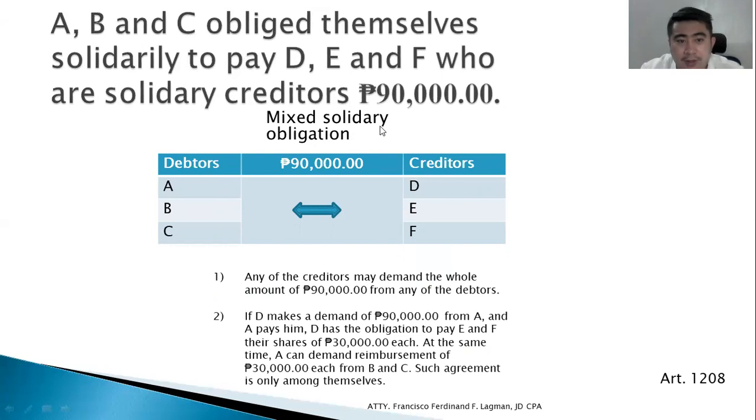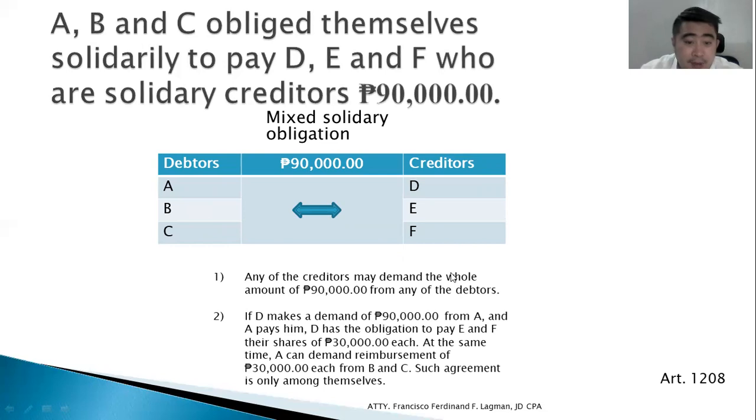Naman, let's talk about a solidary obligation. All right? A, B, and C oblige themselves solidarily. So dito class merong wording, no? A, B, and C oblige themselves solidarily to pay D, E, and F, who are solidary creditors, 90,000 pesos. Okay? So in that case, class, any of the creditors may demand the whole amount of 90,000 pesos from any of the debtors. If D makes a demand of 90,000 pesos from A and A pays him, D has the obligation to pay E and F their shares of 30,000 pesos each.